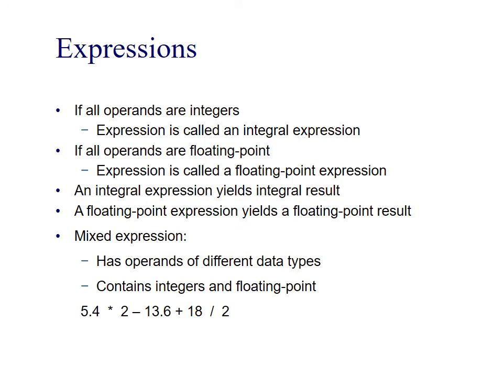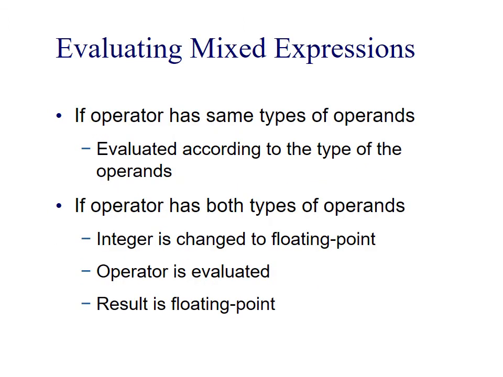Expression means that instead of sometimes giving a whole number, we give a formula or expression, like C equal to 5. Other than that, we can give an expression like C equal to A plus B. So A plus B is an equation or expression. Sometimes we can evaluate a mixed expression. If an operator has the same types of operands, we evaluate according to the type of the operand. If the operator has both types of operands, the integer will be changed to a floating number.